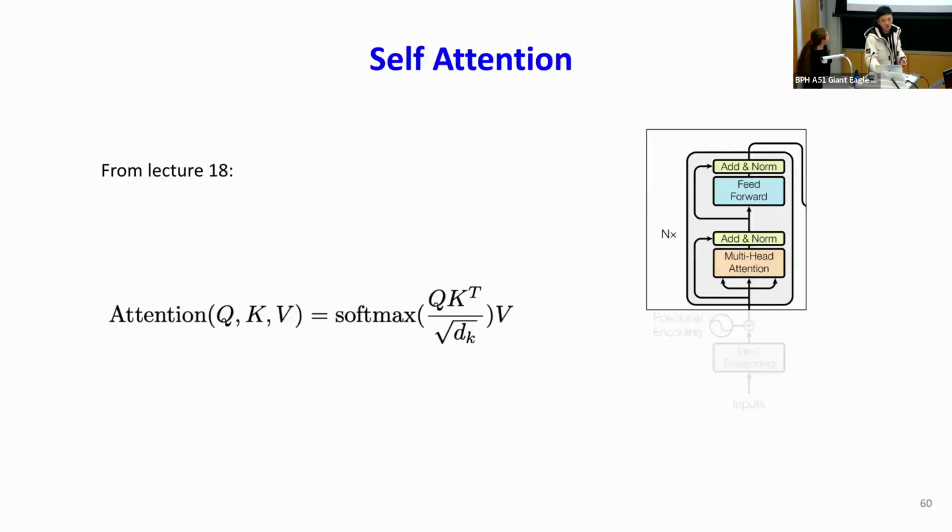All right, so let's talk about the next component of the encoder block, which is called self-attention. And self-attention is not that different from attention.